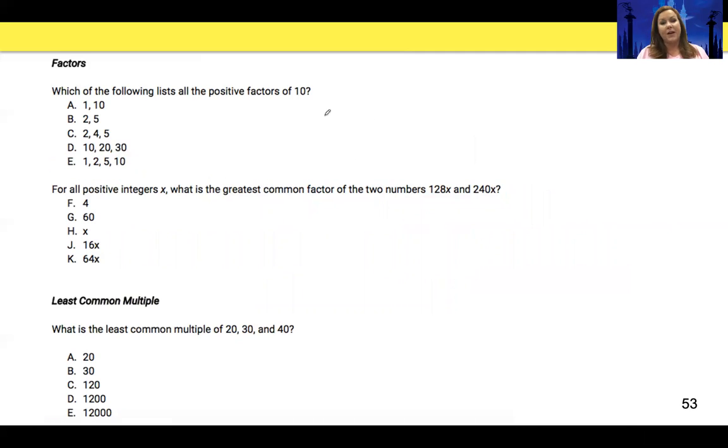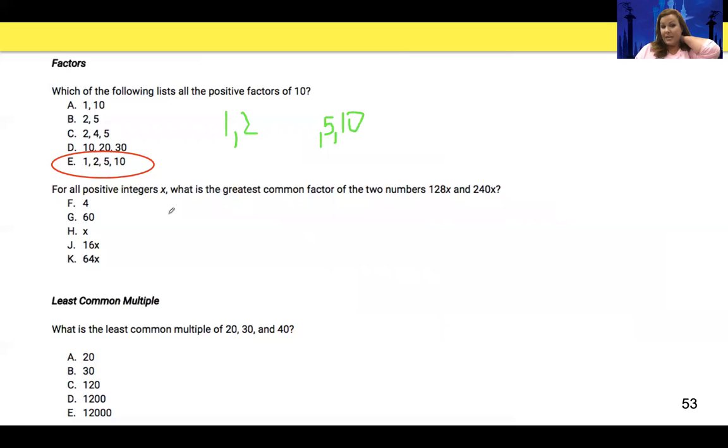What are the positive factors of 10? Again, I do the bookends. 1, 10. 1 comes after it, 2. Yes, that's 2 and 5. Oops. The next one's 3. 10's not divisible by 3. Is it divisible by 4? No. So 1, 2, 5, and 10.